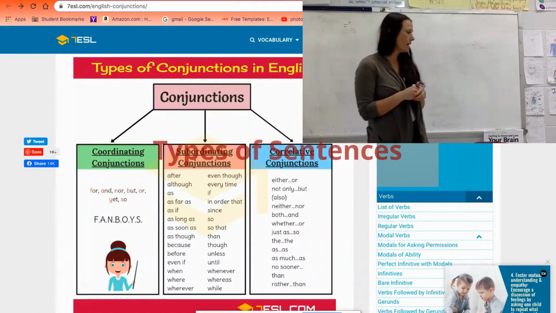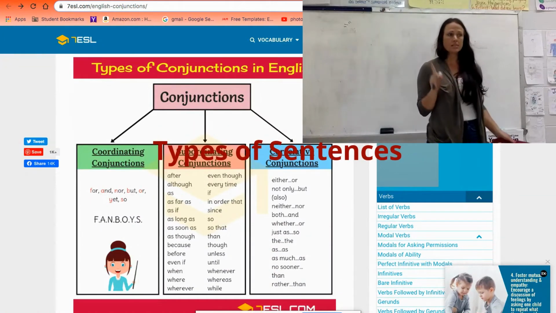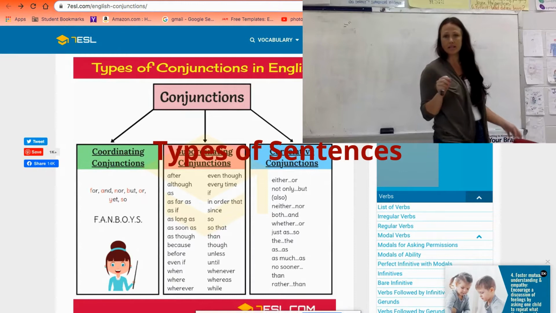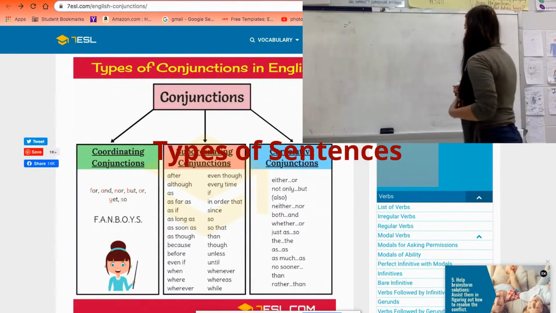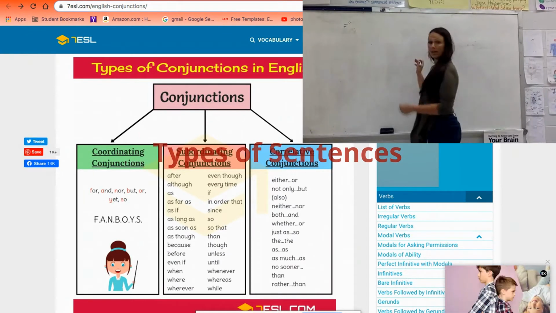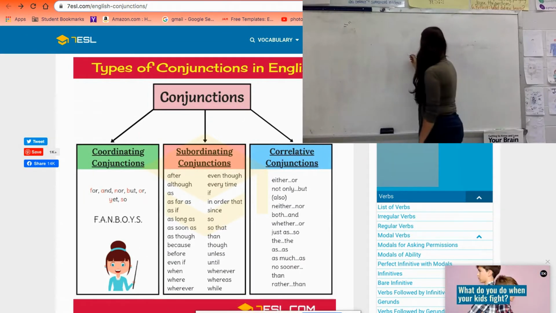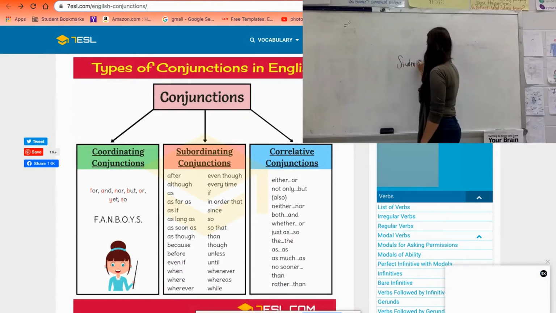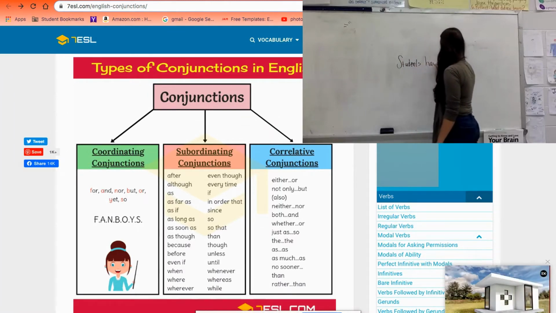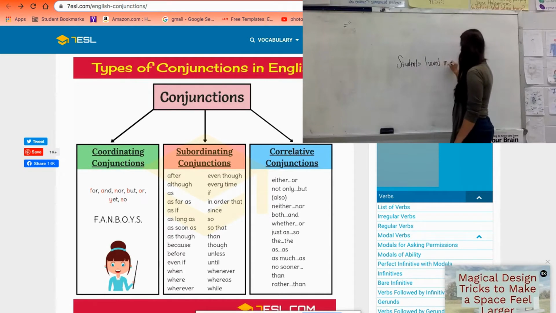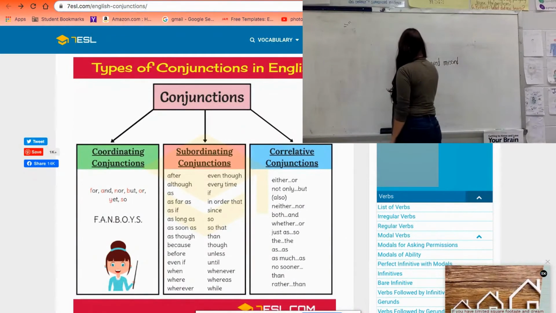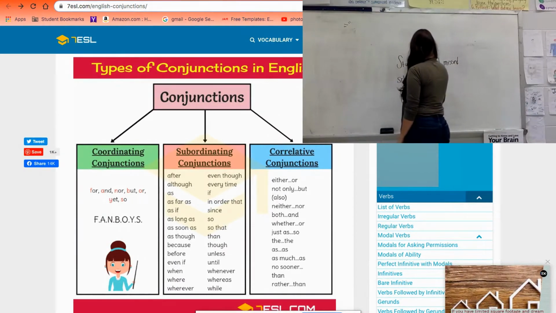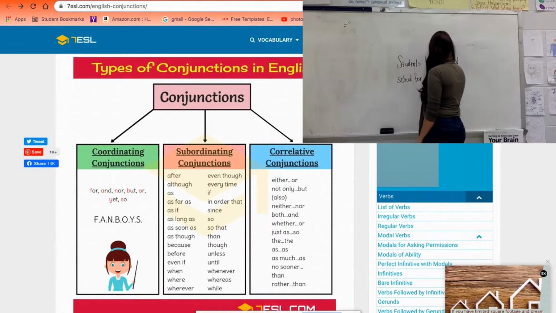Today we're going to learn about simple sentence, compound sentence, and complex sentence. And so let's start with the simple sentence. When I'm looking at creating a simple sentence, it is going to be a sentence, for example, that says students have missed school 4 weeks.